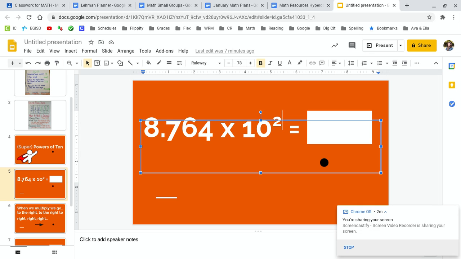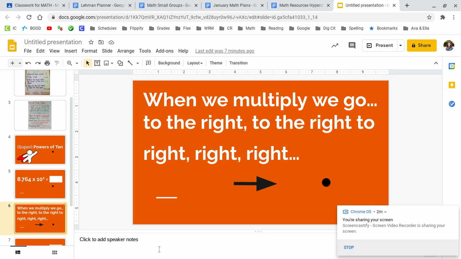You never know. Now, what we have always said when it comes to powers of 10 questions is when we multiply, we go to the right, to the right, to the right, right, right. Now, dividing is going to be quite different, and we'll have something different that we say for that.